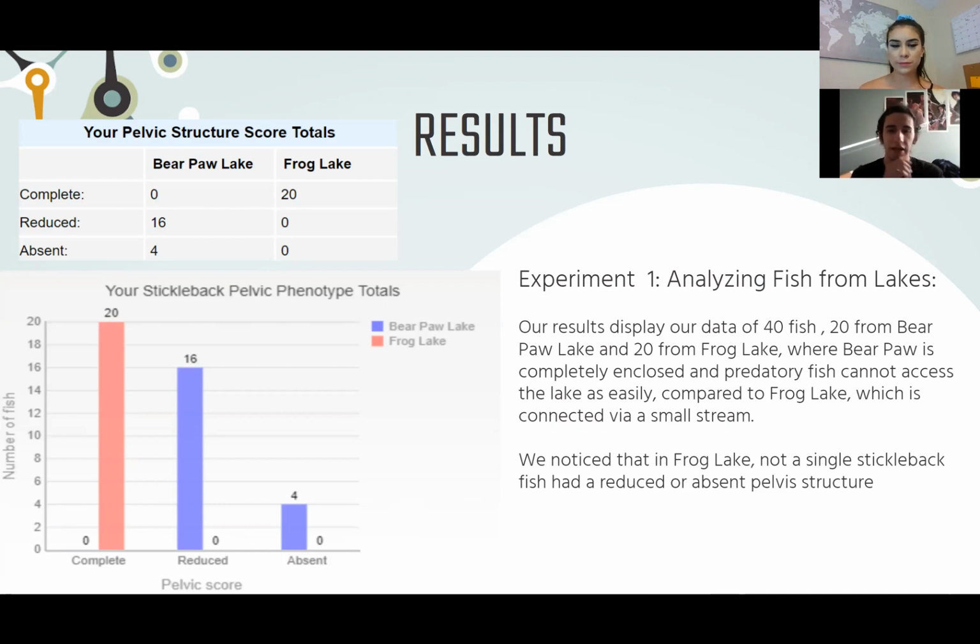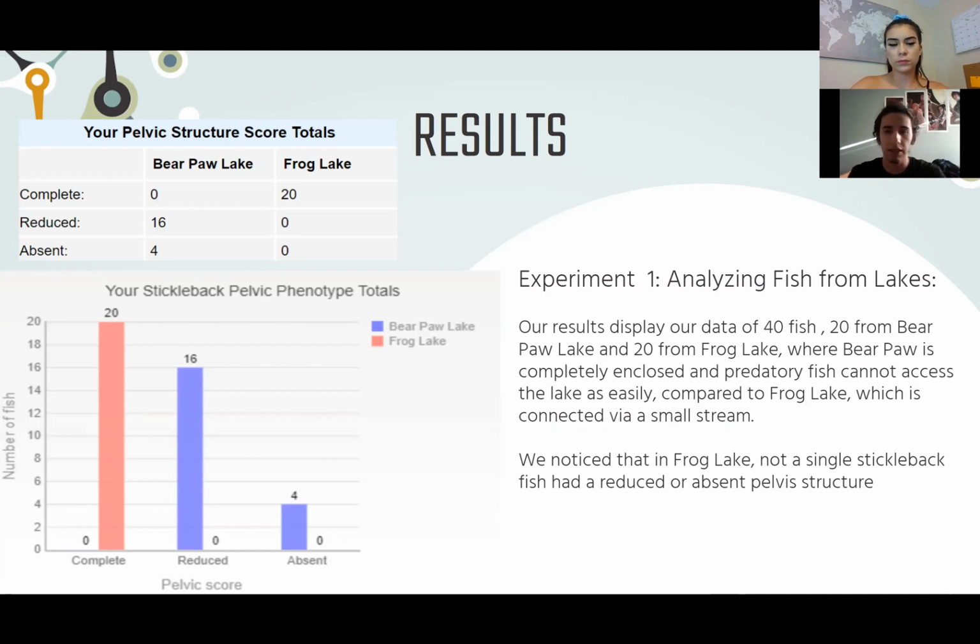Frog Lake is connected via a small stream. It's not geographically isolated. There's no evolution really occurring here, and there must be a lot of predators here because stickleback fish need their pelvic structure to repel against certain predators.